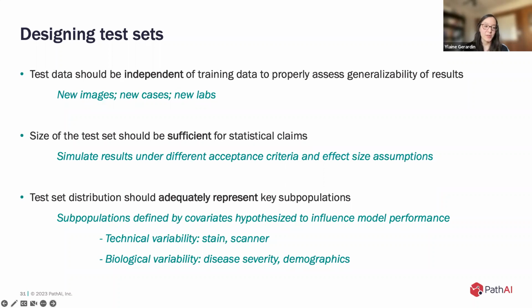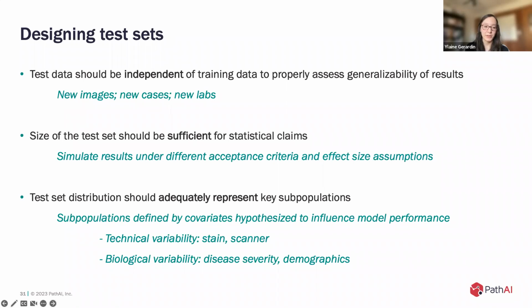And lastly, and I'll dig into this one a little bit more, is that the test set distribution should adequately represent key subpopulations. I'll go into what adequately represent means, but these key subpopulations should be defined by any covariates that are hypothesized to influence model performance. So ones that we have identified include technical covariates, such as stain or scanner or lab, and also biological covariates, such as disease severity, demographics, or disease subtype.